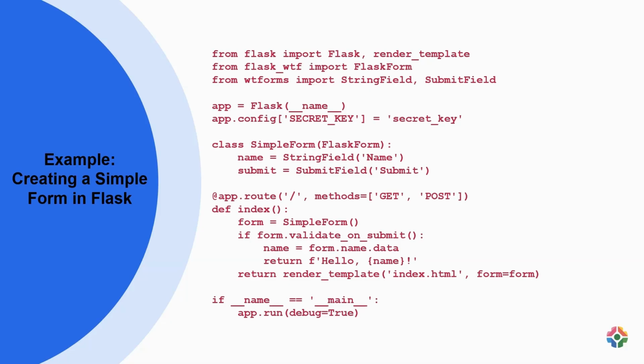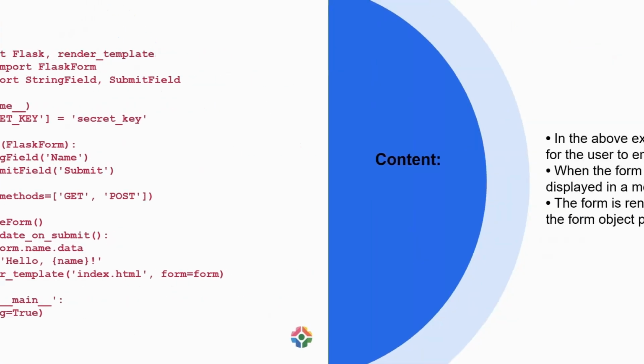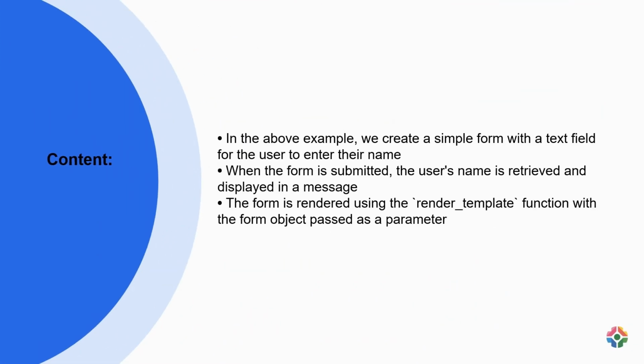For instance, a customer feedback form on a website could use this code to greet users by their names after submitting their feedback. The provided example illustrates the creation of a basic form containing a text field for user input of their name. Upon form submission, the entered name is extracted and showcased in a message. Implementation involves leveraging the render_template function to display the form, with the form object being transmitted as an argument.